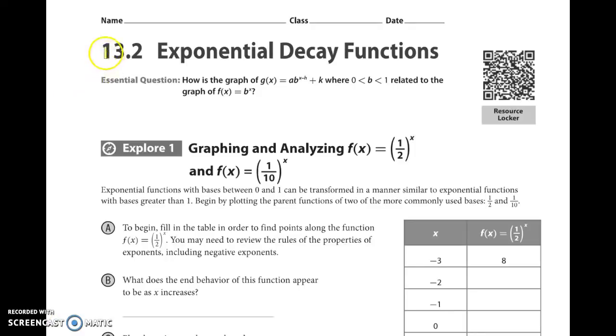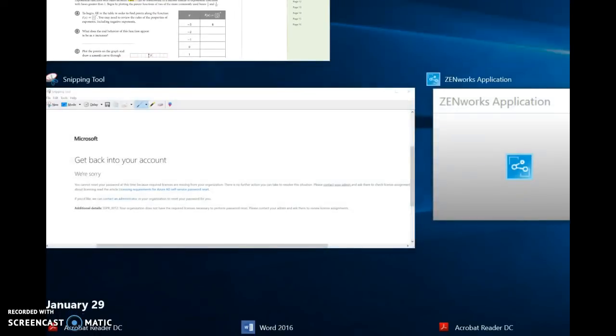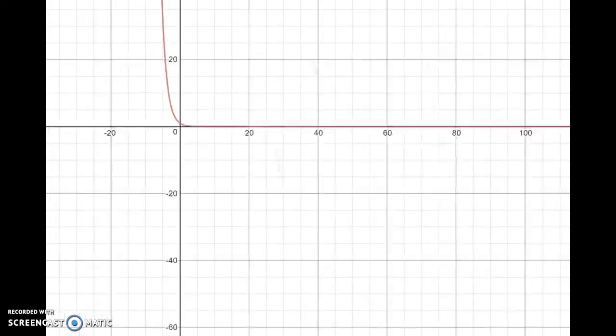In this video, I'm going to be going over Module 13.2, Exponential Decay Functions, and we are going to use an online graphing calculator, Desmos, to show us what this looks like. So right now in Desmos, I have punched in 1/2 to the power of x, and this is what it shows me.